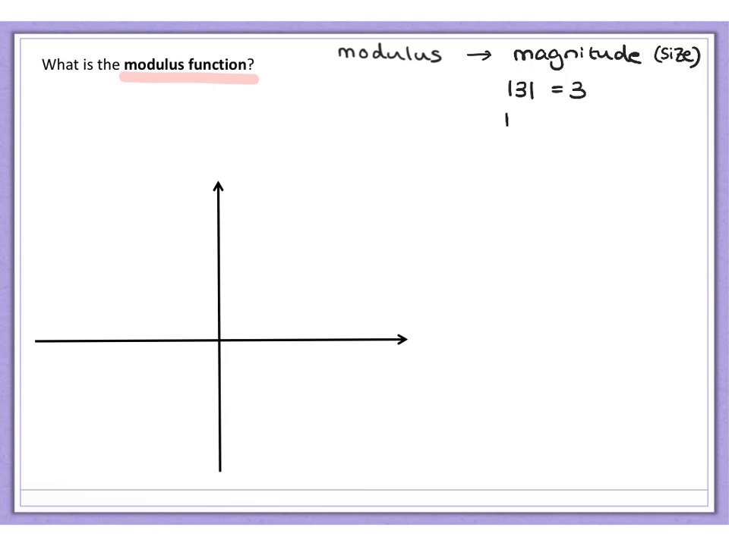The modulus of 2.8 is equal to 2.8. The modulus of negative 4 is equal to 4. The modulus of negative 5.72 is equal to 5.72. And the modulus of 0 is equal to 0, to give you a few examples. So we can think of the modulus as representing the magnitude or the size of a number, regardless of whether it's negative or positive. The direction of the number doesn't matter, the size of the number is the important thing.